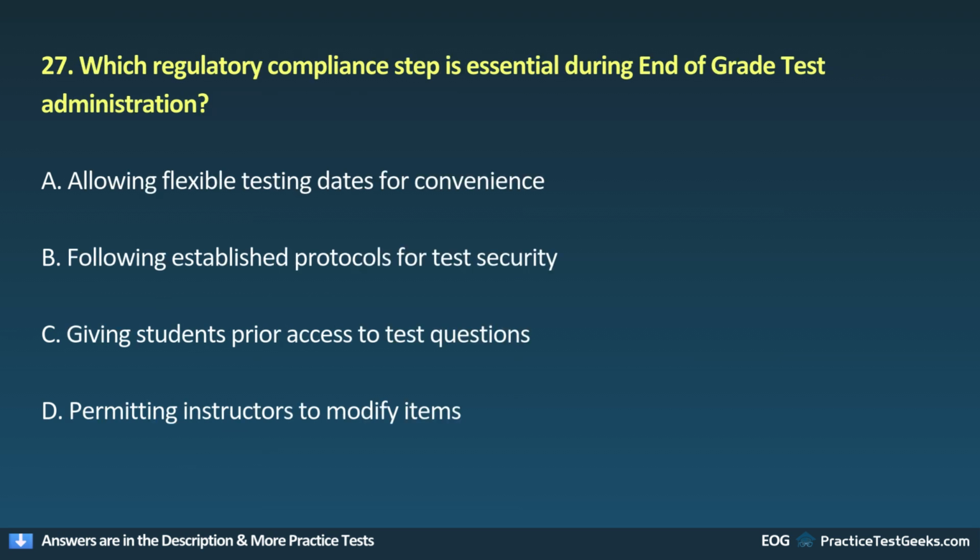27. Which regulatory compliance step is essential during end-of-grade test administration? A. Allowing flexible testing dates for convenience. B. Following established protocols for test security. C. Giving students prior access to test questions. D. Permitting instructors to modify items.